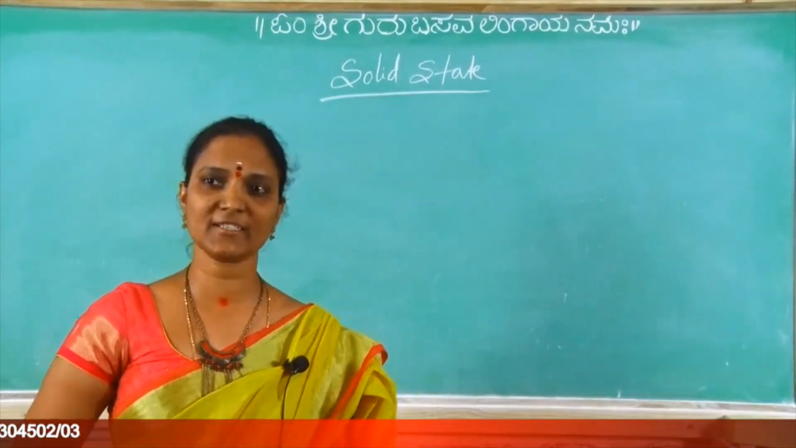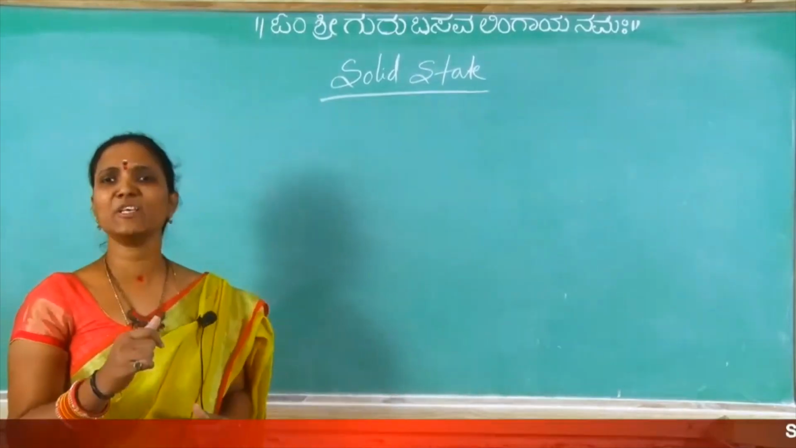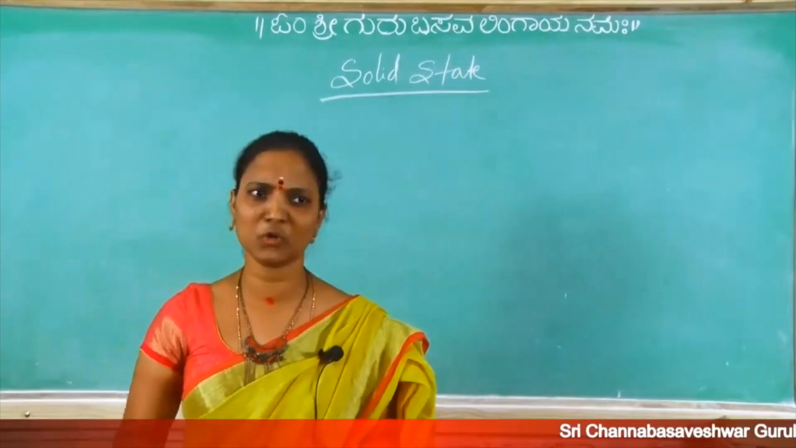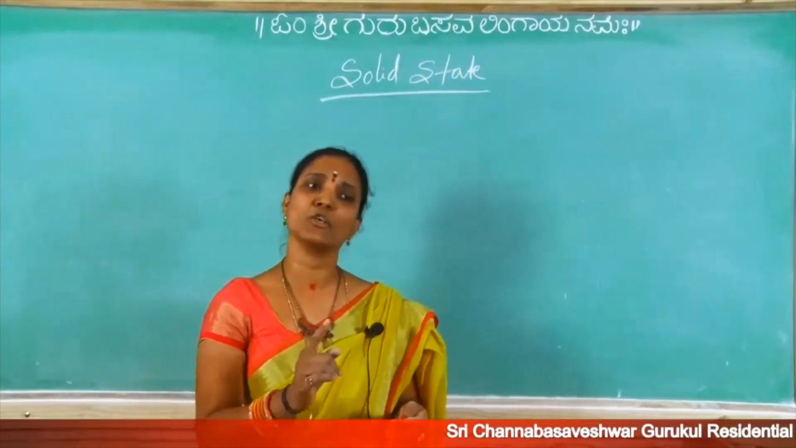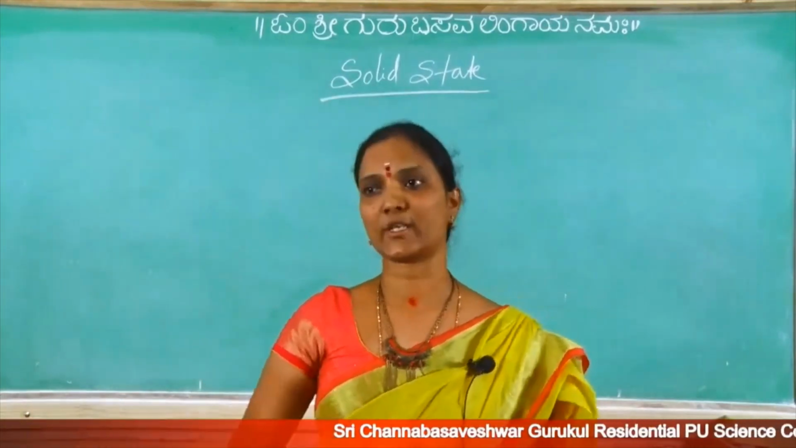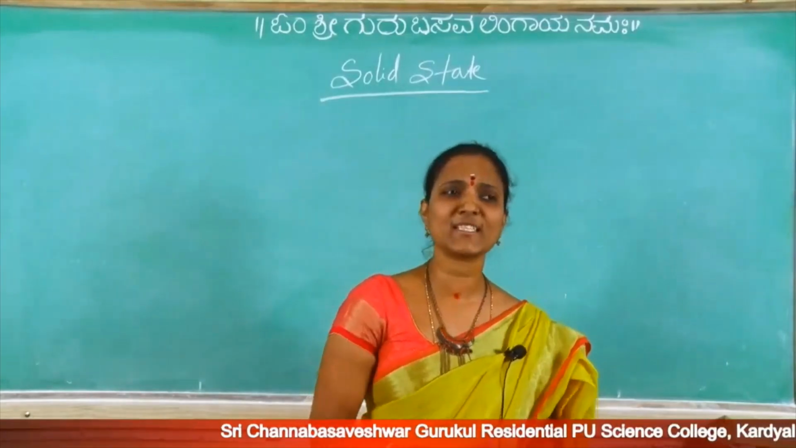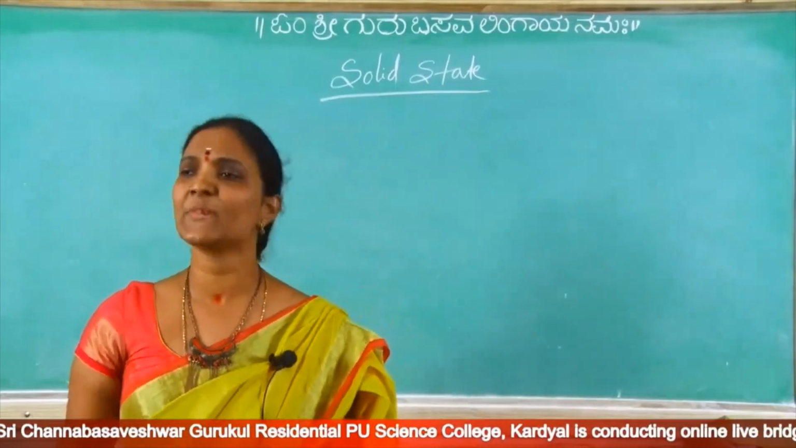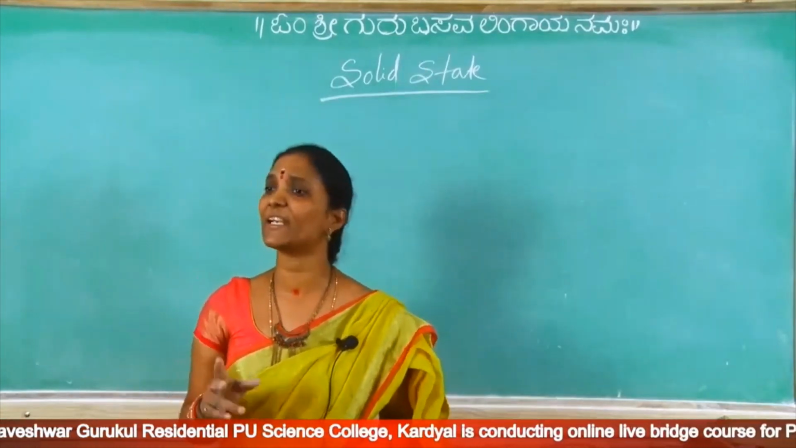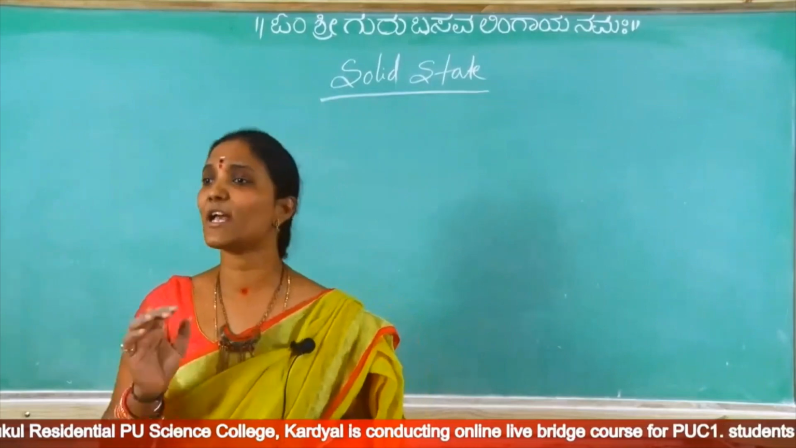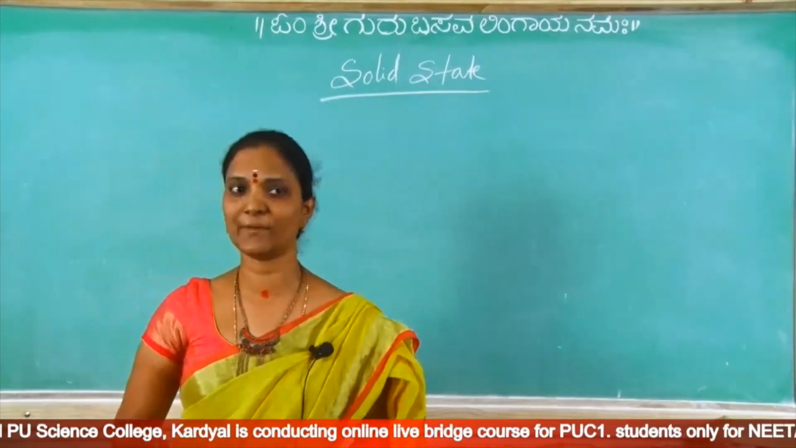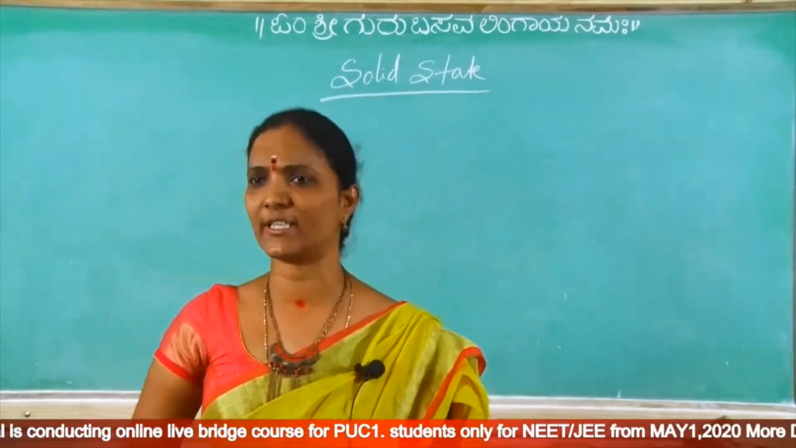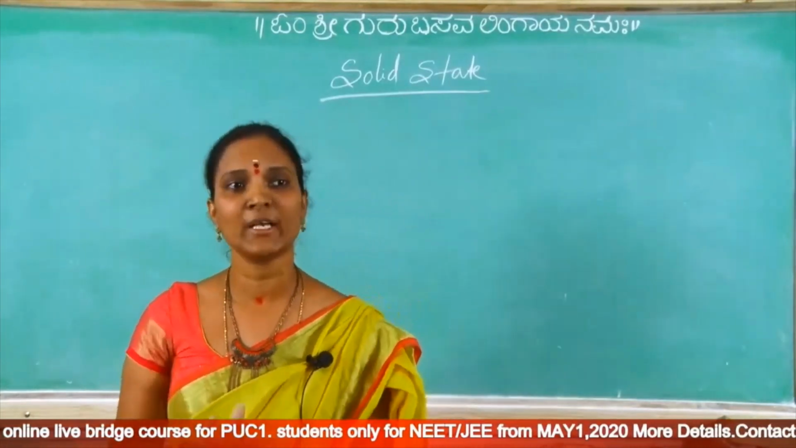Okay, shall we start? Solid state. Any matter exists majorly in three physical states: solid state, liquid state and gaseous state. How do we decide whether something is solid, liquid or gas? In 8th and 9th standard we learned that any matter that has a definite shape and also a definite volume is called a solid.